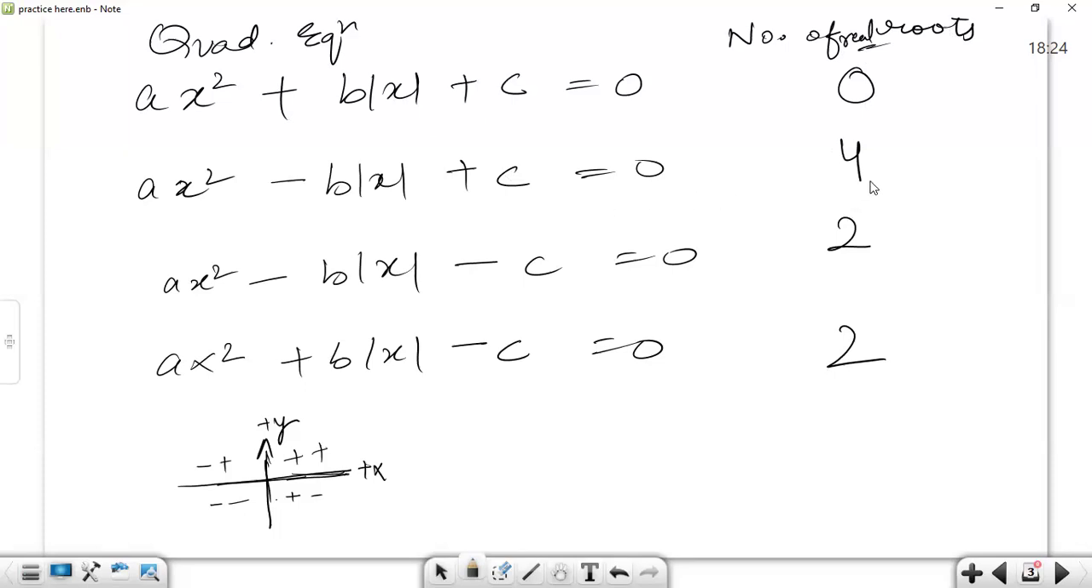For this, 4 real roots. For this, 2 and 2. Remember, the signs I have written are in the format when we go from first to fourth quadrant. And I have not considered the sign of A x; A is always positive. So please observe this slide.